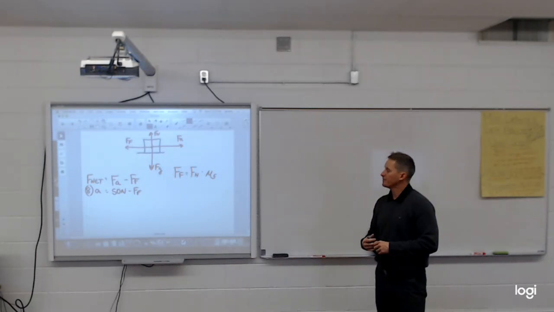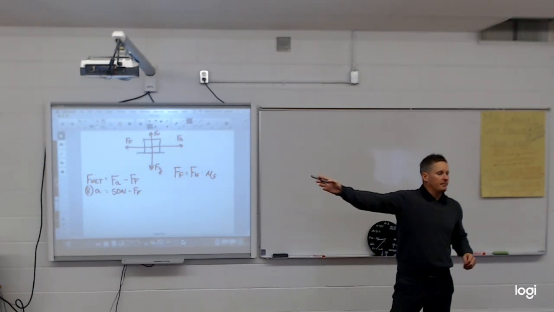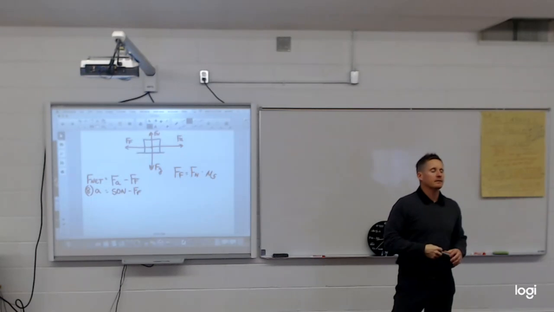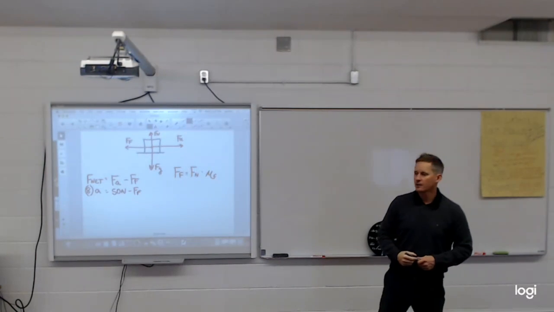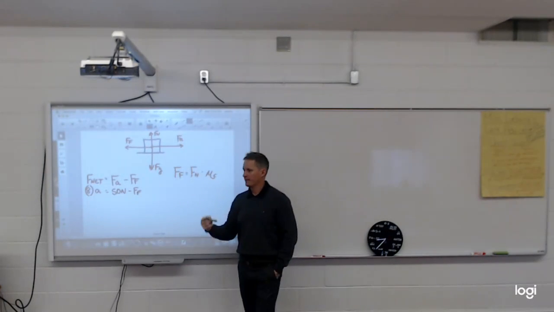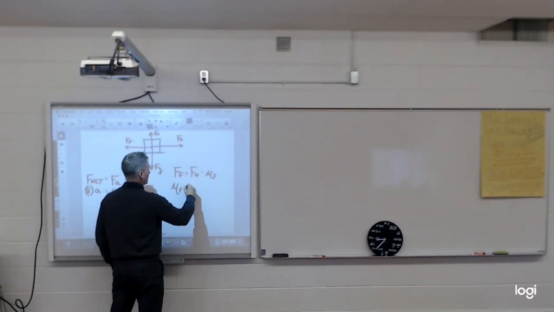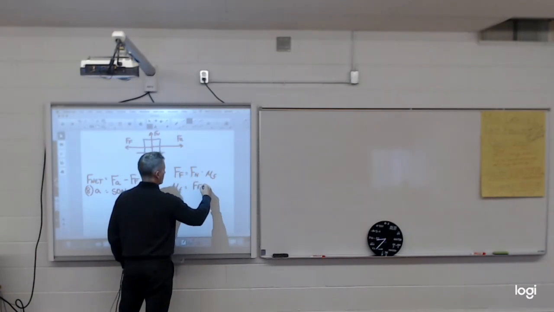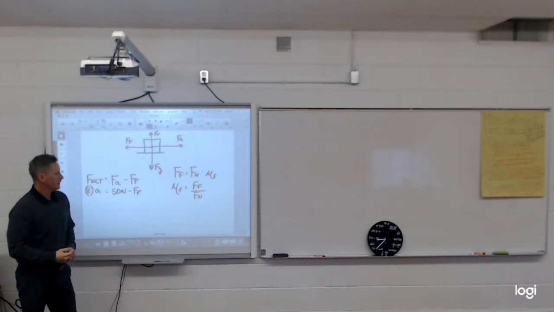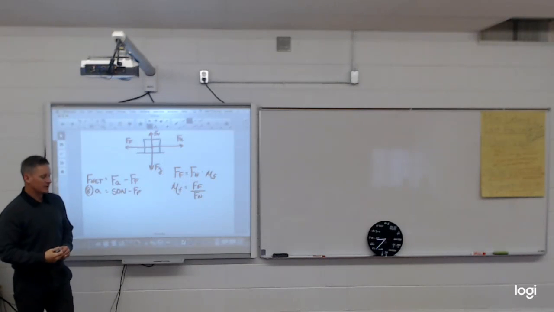Okay, so looking at that, then I want to isolate what the coefficient of friction is. So how do I get this guy by itself? What do I do? Divide by Fn. Very well said, right? Equals force of friction over my normal force. Agreed? So far, so good?